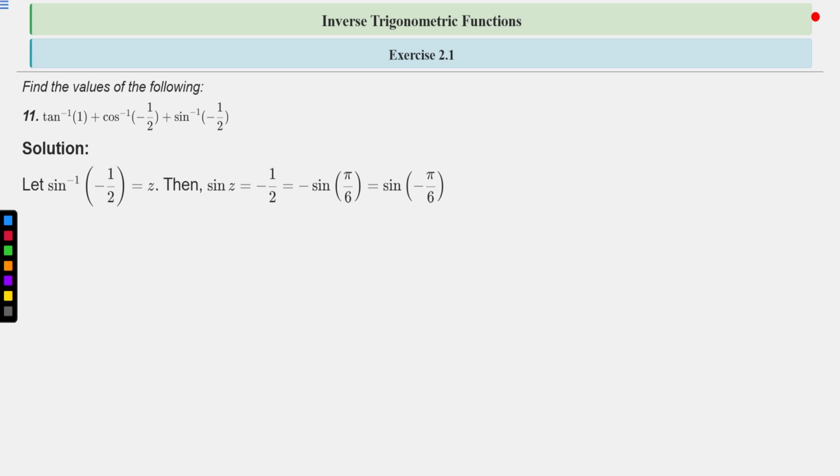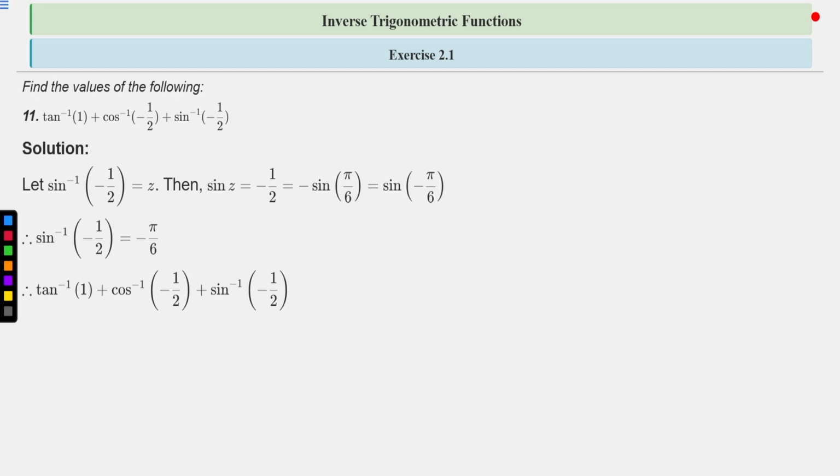So now let us take sin inverse minus 1 by 2 as z. Then sin z will be equal to minus 1 by 2. So minus of sin pi by 6 will be equal to sin of minus pi by 6, right? So sin inverse minus 1 by 2 will be equal to minus pi by 6. Got it? Because minus of sin theta will be equal to sin of minus theta. Clear?